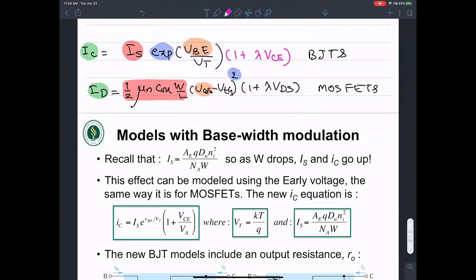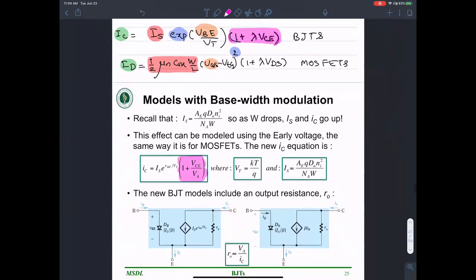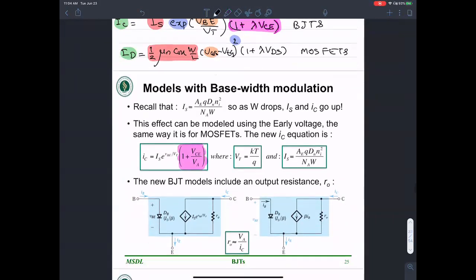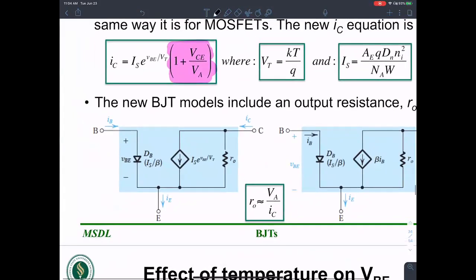Okay, so models with base width modulation. Let me highlight this part. The base width modulation, 1 plus lambda VCE, is incorporated here, where lambda is 1 over VA. That is the base width modulation term. If you were to incorporate that into your model, earlier we had a model that has a diode and a current source. Now what you do is this base width modulation corresponds to a resistance R0.